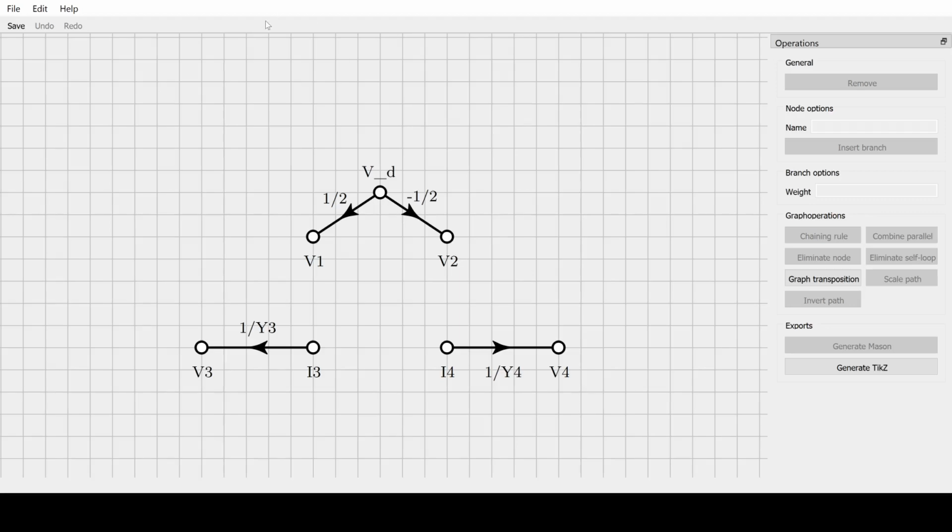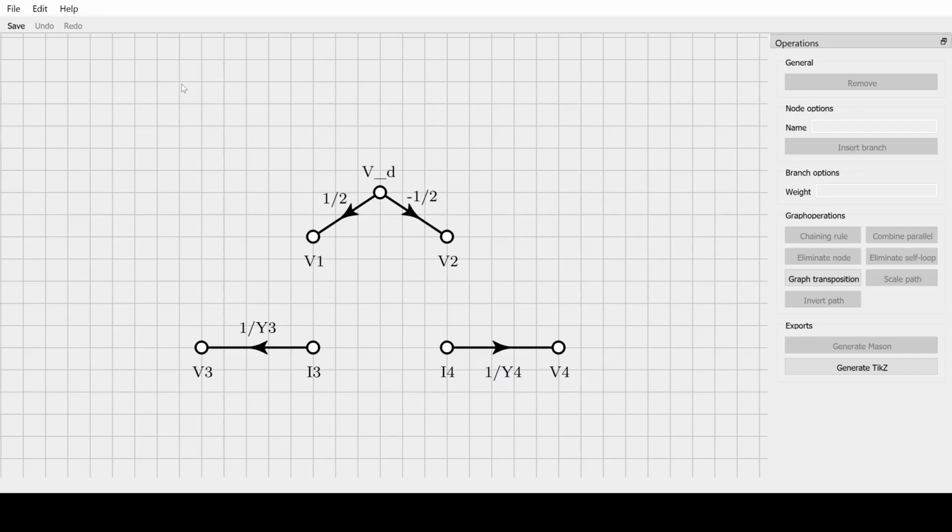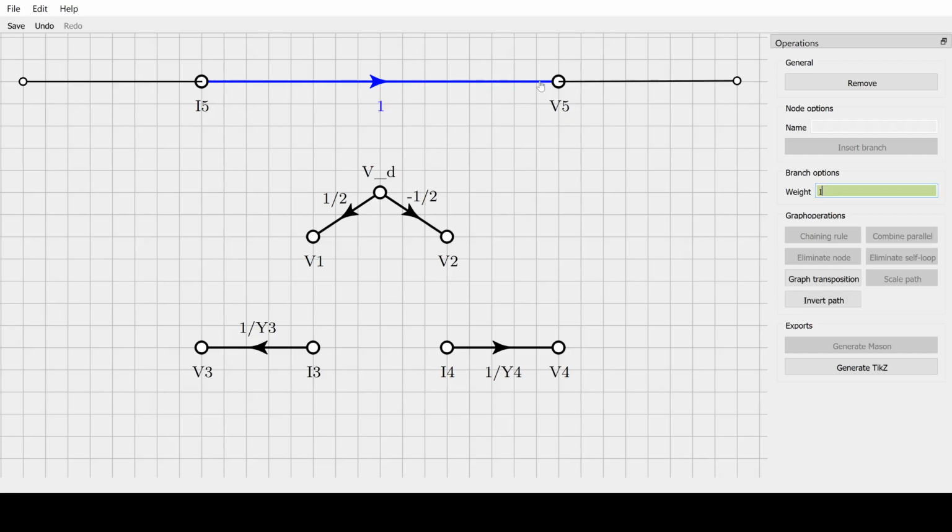Just to make sure. And then I have at the top of the circuit here, I have the node 5, which also has a magic source on it. So going back, I call this I5 and V5 with a Z5 with a 1 over Y5 in between.